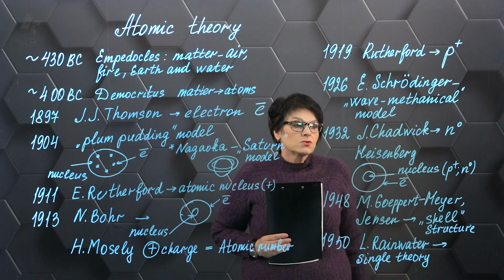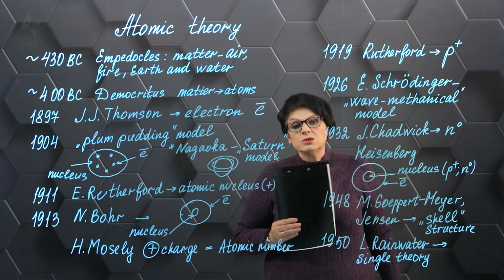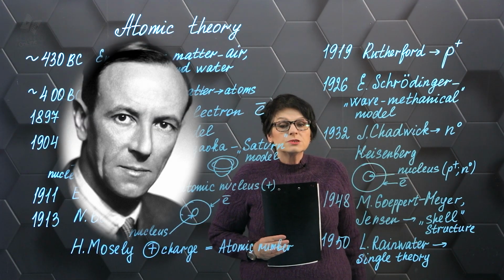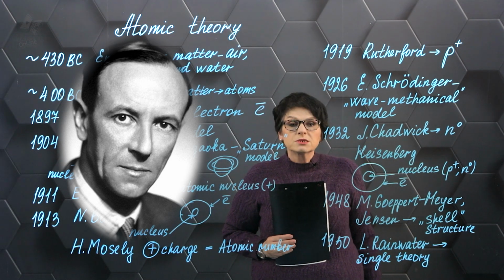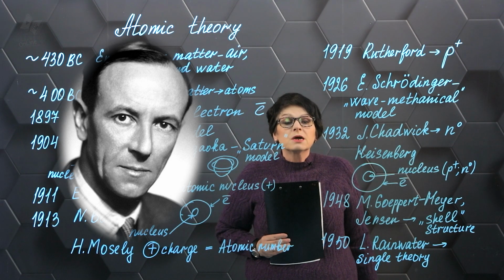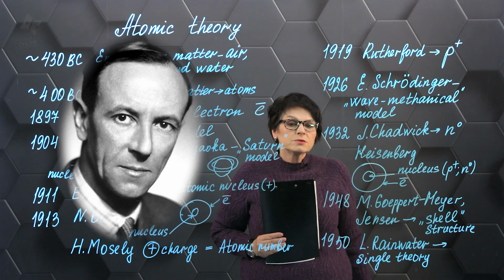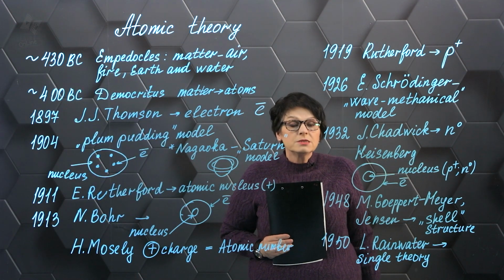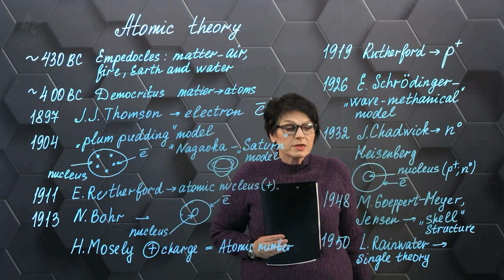In the year 1932, Chadwick discovered another particle that is in the atom. This is the neutron particle, and this particle was found to have a charge equal to 0. That is how this particle came to be neutral, hence its name.